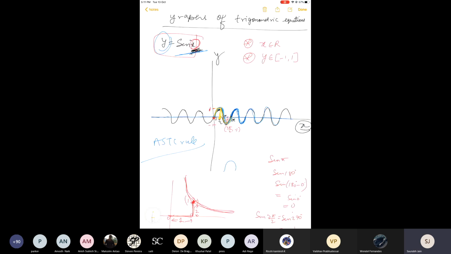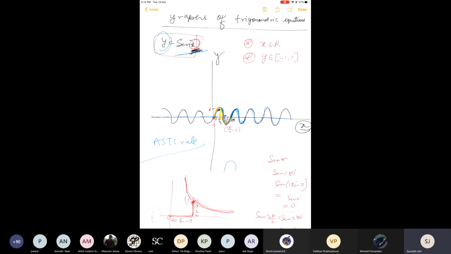Now I'm repeating my question but for a different value. What is the principal solution of sine theta equal to minus 1? Very easy. Just have a look at the graph. 3 pi by 2. Correct, 3 pi by 2 is the answer.